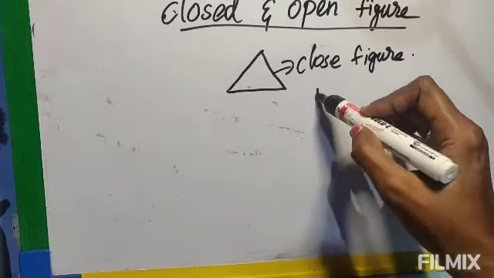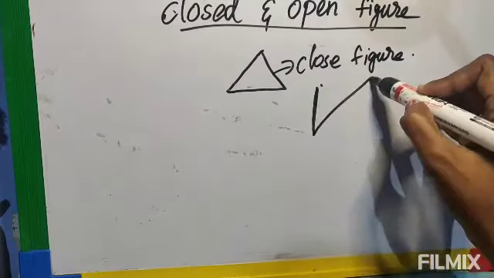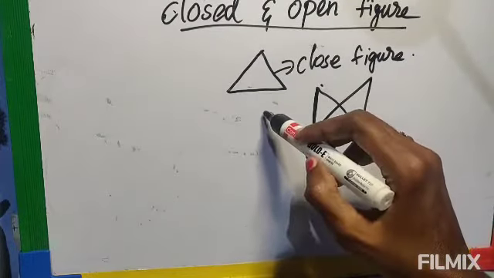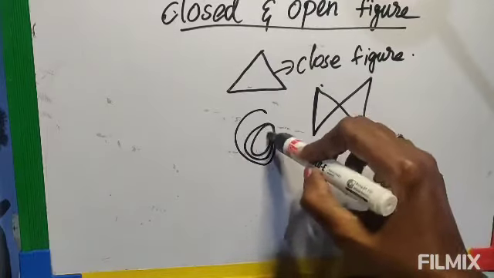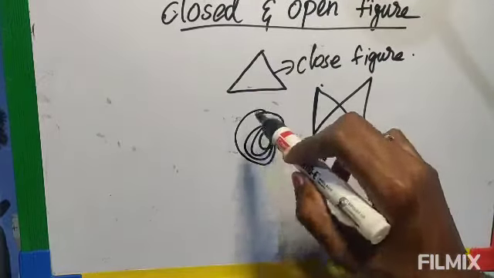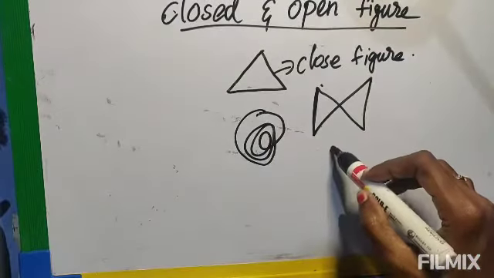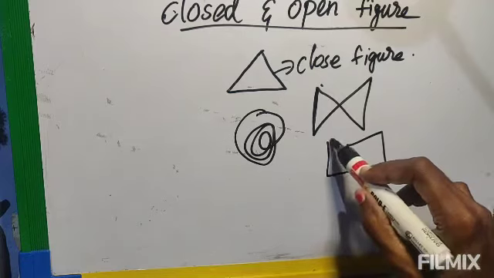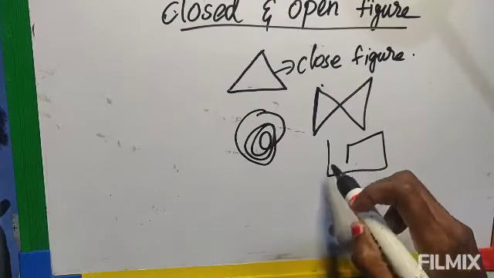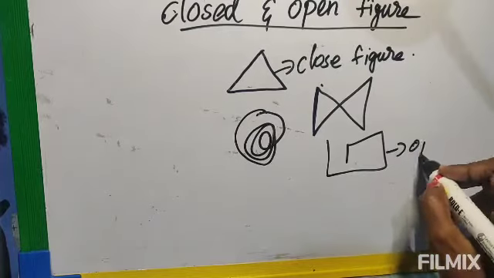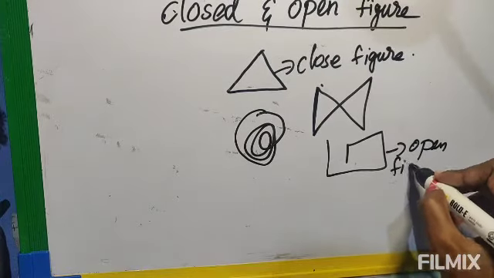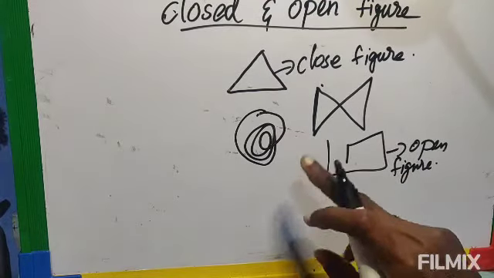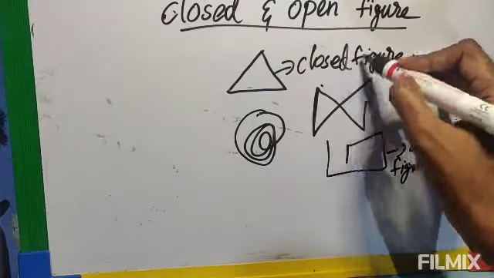So this can be any way, like this also. See, this also is a closed figure. Even like this, also a closed figure, starting and ending at the same point. Suppose it is like this, it is not closed, it starts at one point and ends at another point. So this is an open figure. You must know what a closed figure and an open figure are.